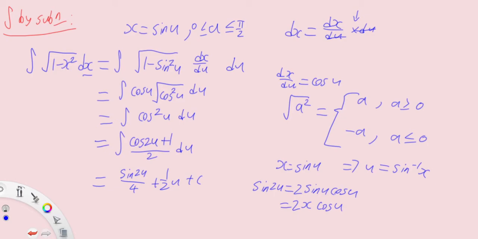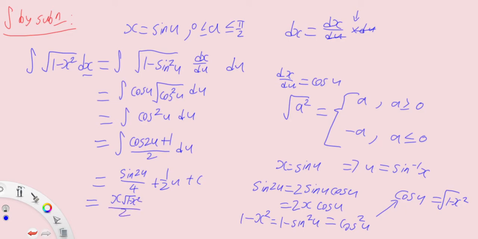So we know that 1 minus x squared equals 1 minus sine squared u, which equals cosine squared u. You take the square root, so you get cosine u equals root 1 minus sine squared. Therefore, we have x root 1 minus x squared over 2, because sine 2u is 2x root 1 minus x squared, so 2 over 4 is half, plus half sine inverse x plus c.